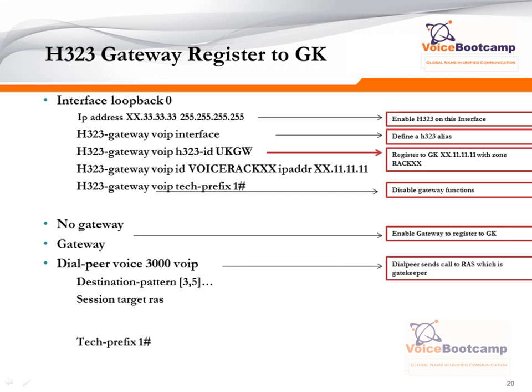And I'm going to send tag prefix of 1 hash for any outbound call. So the tag prefix that is configured under the loopback is there to influence the inbound call toward this gateway from the gatekeeper. The tag prefix that is configured under the dial peer is to influence outbound call toward the gatekeeper going to the remote gateway.